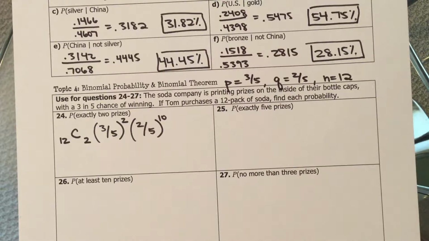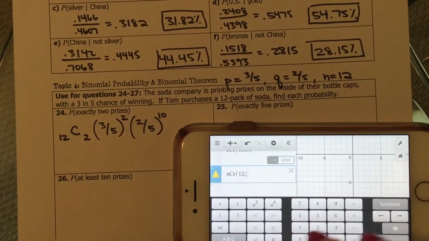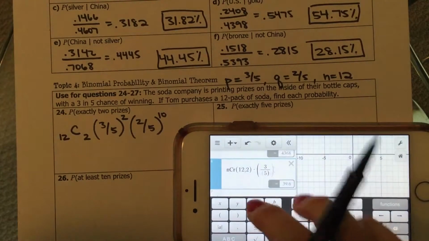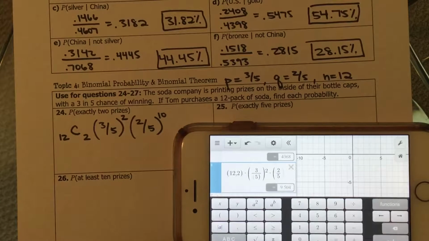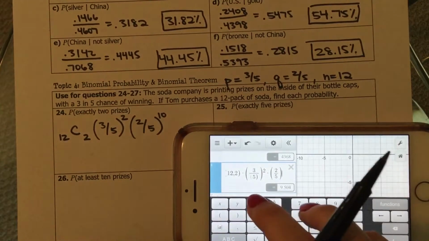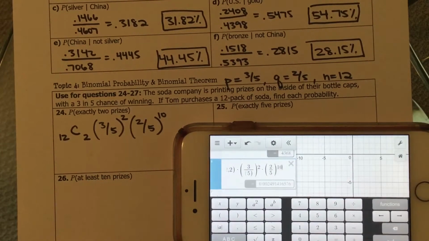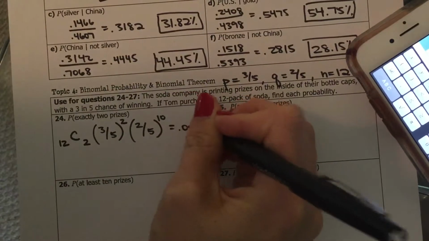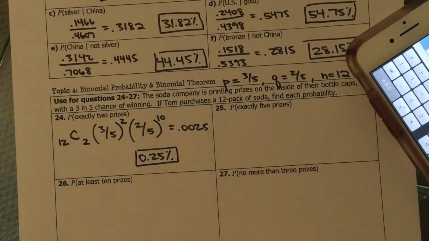All right, still got a bunch of stuff up here from the first page. So our combinations, we have to start with 12 choose 2, and then we're going to multiply that by 3/5 to the second, and then multiply that by 2/5 to the 10th. Oops, I squared it. 10th. There we go. Okay, so very small, 0.0025. So that is unlikely. That is a 0.25% chance.